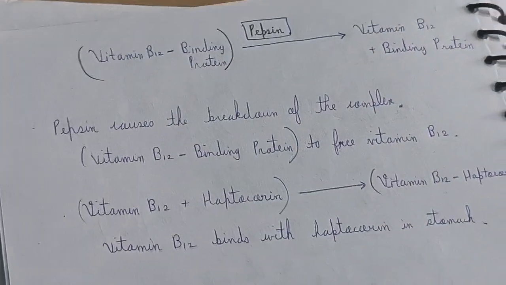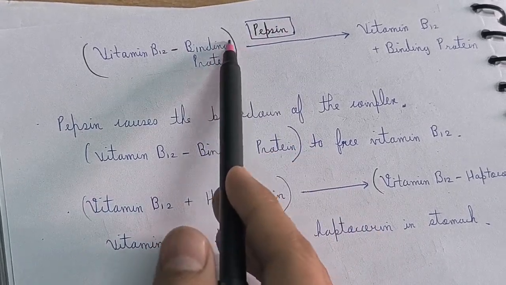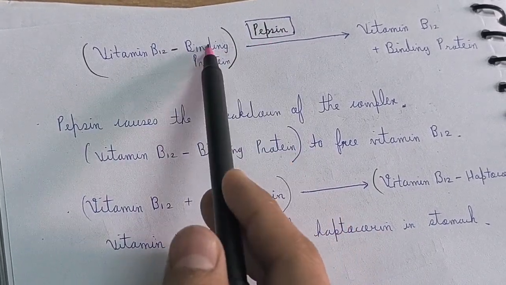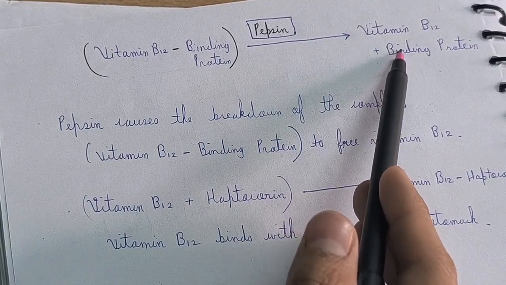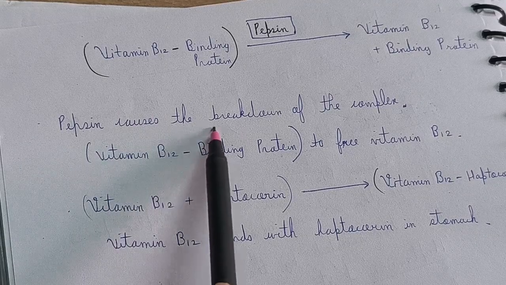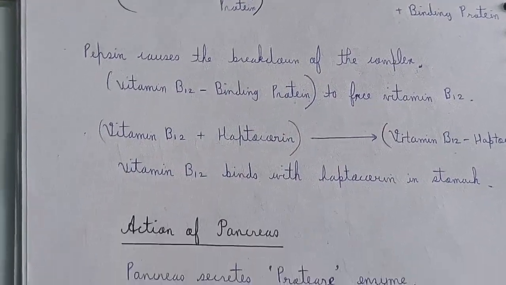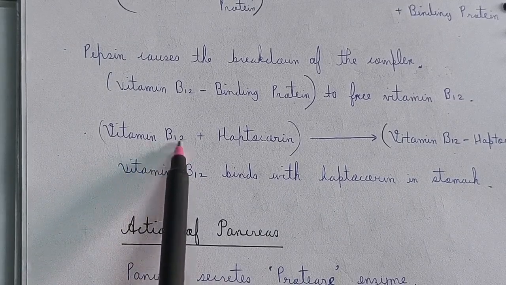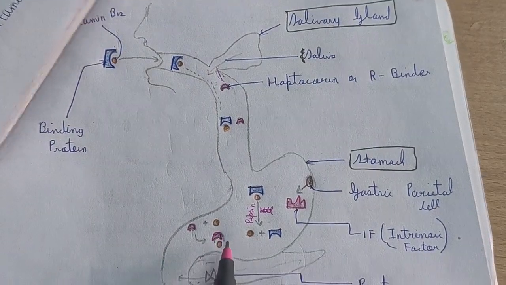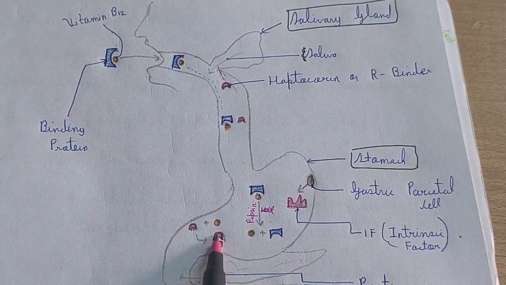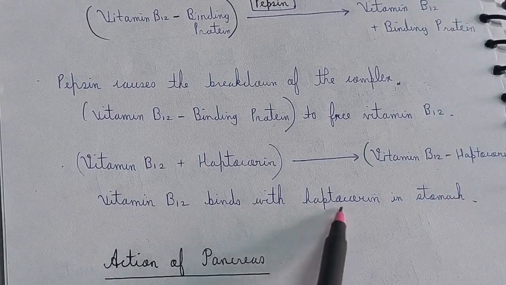Now this is a vitamin B12 binding protein complex. It passes through the pepsin, and this pepsin breaks the complex, so it frees vitamin B12 from the binding protein. Therefore, pepsin causes the breakdown of the vitamin B12 binding protein complex to free vitamin B12. Again, I mention that vitamin B12 binds with haptocorrin in the stomach. So this is vitamin B12 and this is haptocorrin.